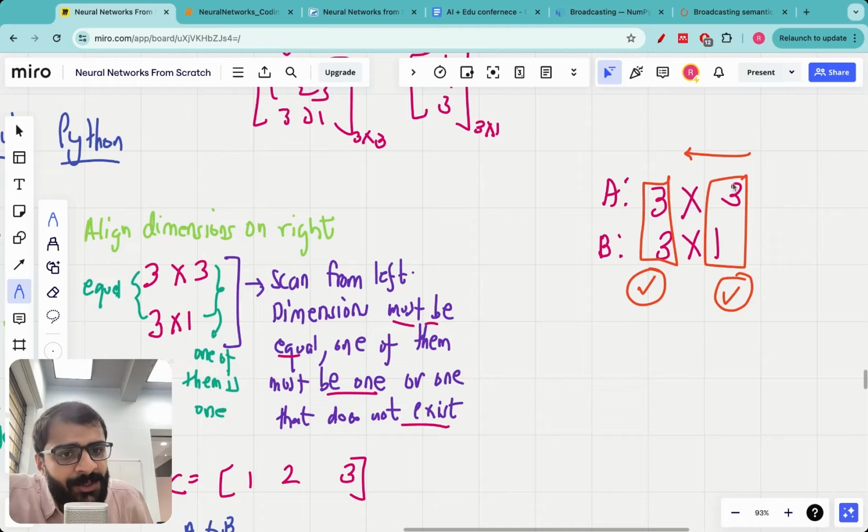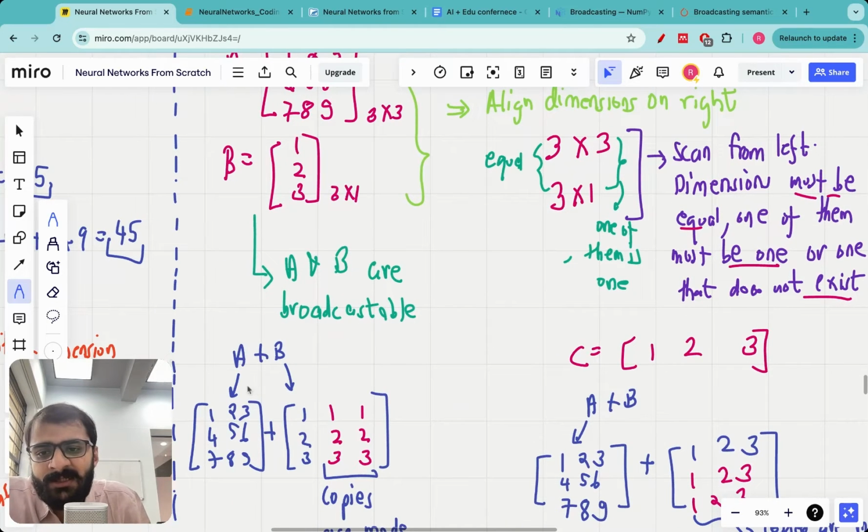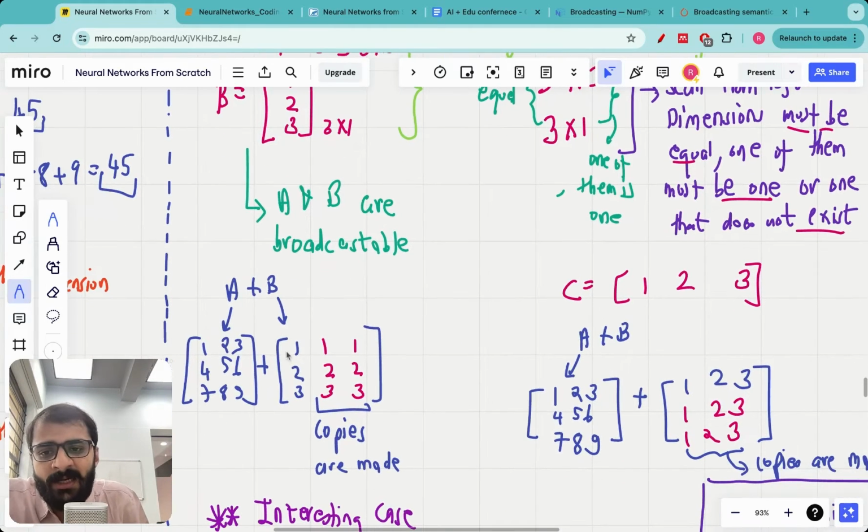So both dimensions here have satisfied that either they must be equal, one of them must be 1, or one of them does not exist. So these two arrays are broadcastable. So what does it mean? It means that when we do an operation such as a plus b, what Python does internally is that it copies b three times so that the shape of b matches the shape of a.